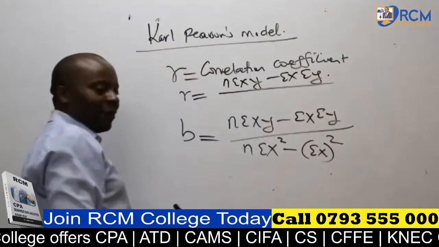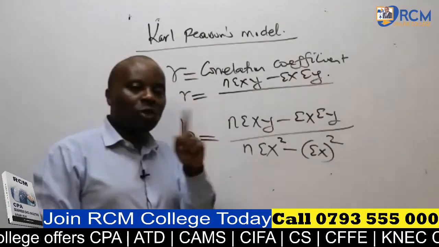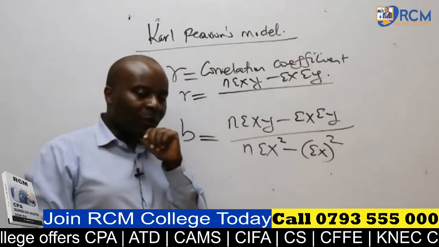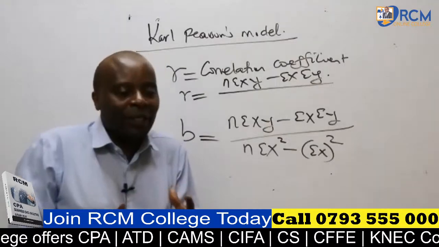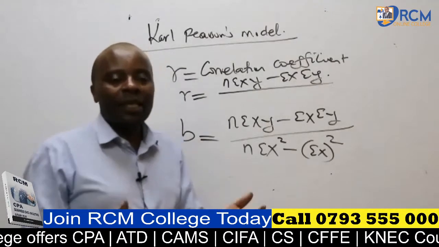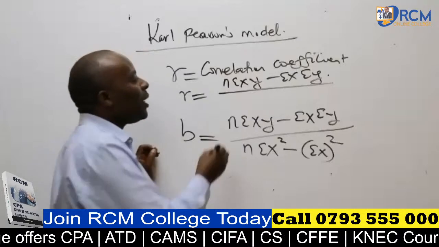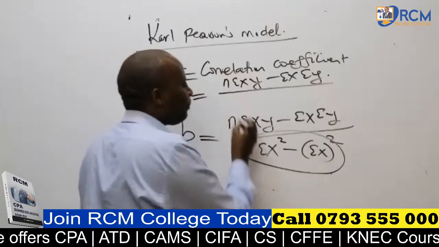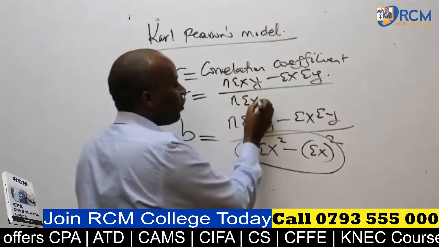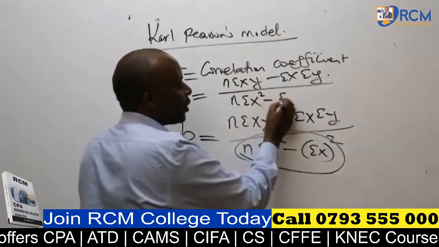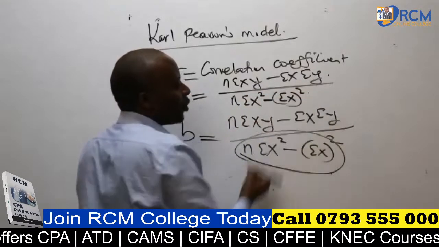Now, the moment I've taken care of the numerator, there is also something that I know about the denominator. There is also a relationship about the denominators. If I understand this, I've understood the entire thing. So for the denominator, what I need to do is come and copy this. So it is n summation of x squared minus summation of x, squared, like that.